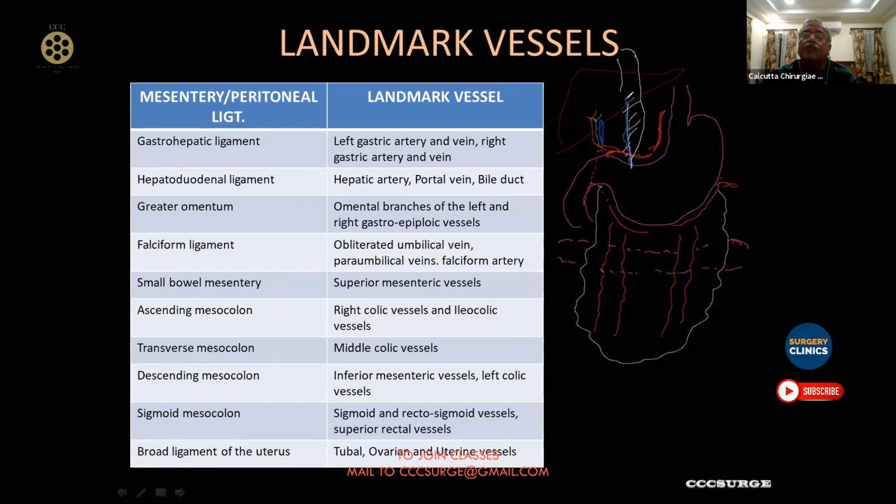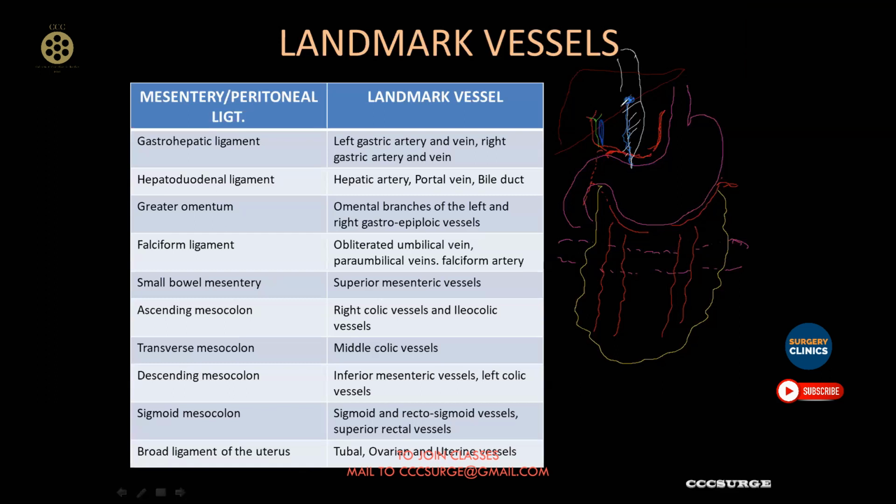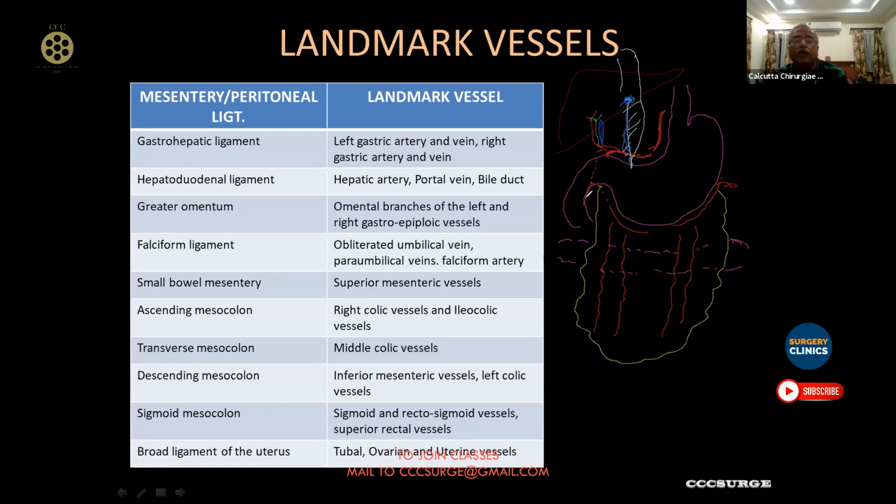What does it attach to? The left branch of the portal vein. Very good. And you also have the paraumbilical veins traveling around and the falciform artery. You also have the small bowel mesentery.